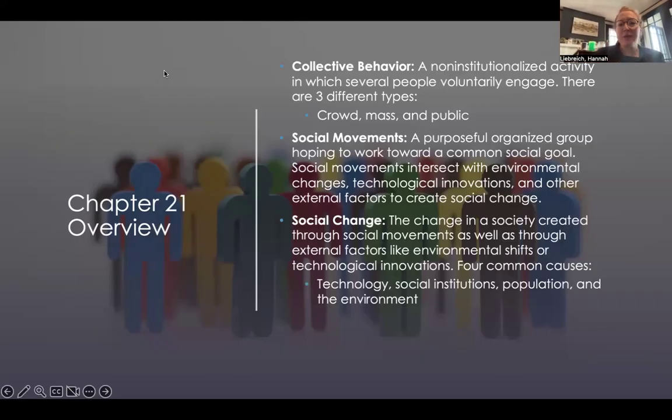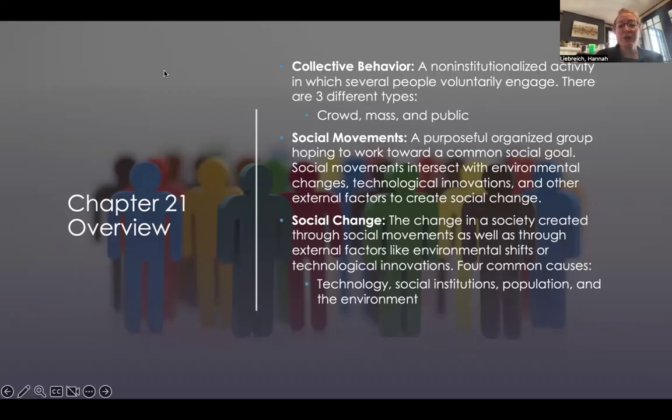So, collective behavior is a non-institutionalized activity in which several people voluntarily engage. There are three main types of collective behavior: crowd, mass, and public. And those are pretty self-explanatory in terms of what they mean. From there, we have social movements, which is a purposeful, organized group hoping to work toward a common social goal. Social movements intersect with environmental changes, technological innovations, and other external factors to create social change.